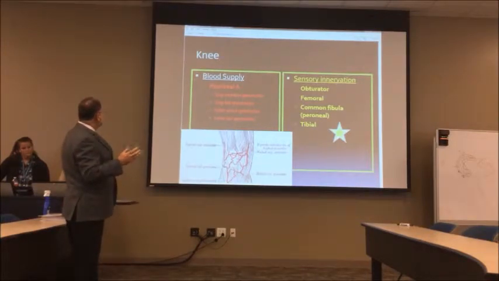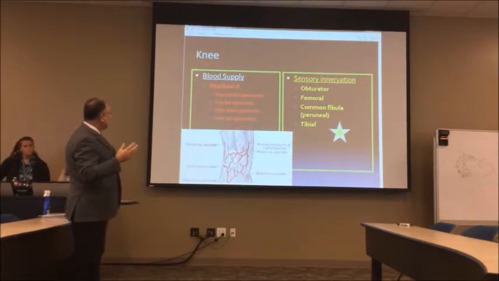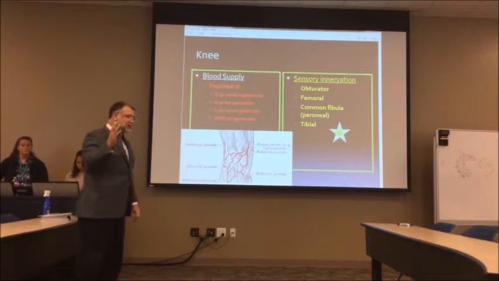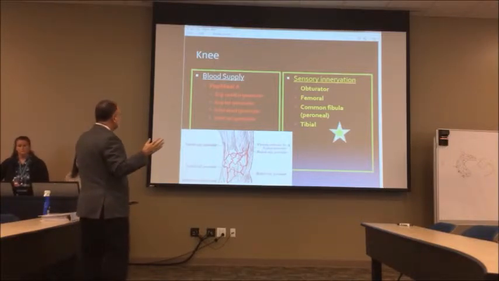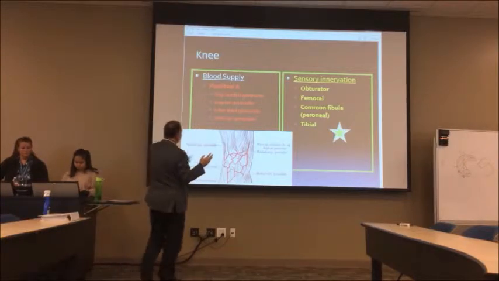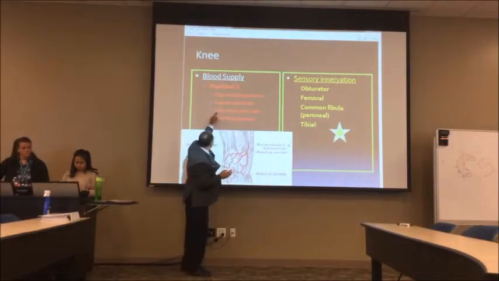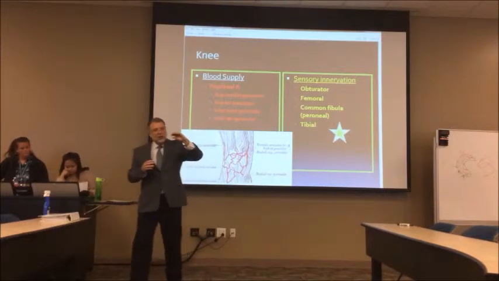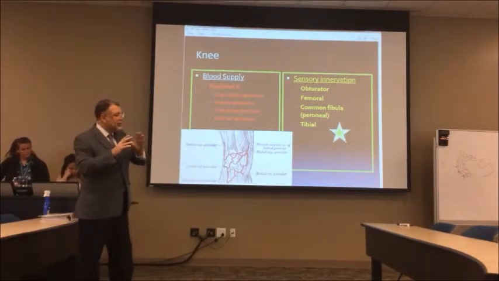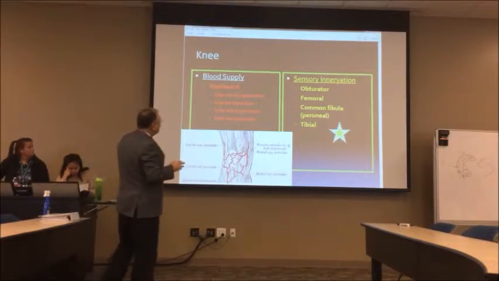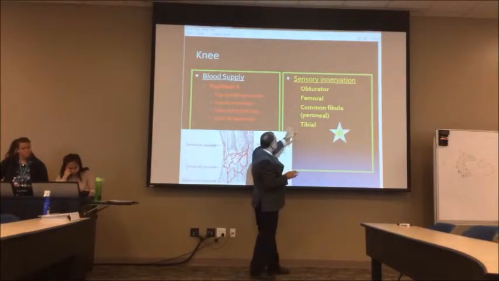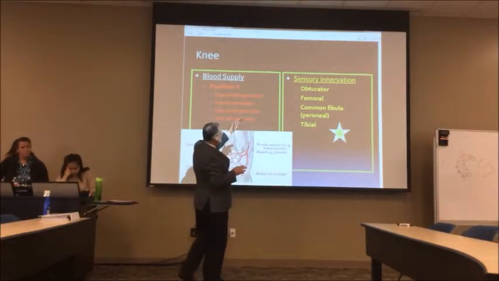Blood supply, they're going to come directly from the popliteal artery, which is a continuation of the femoral artery, and they're going to give the genicular arteries. They're two inferior, two superior, one medial, one lateral for each side. So the important thing is that the femoral artery goes down, and that femoral artery is going to continue as a popliteal artery.